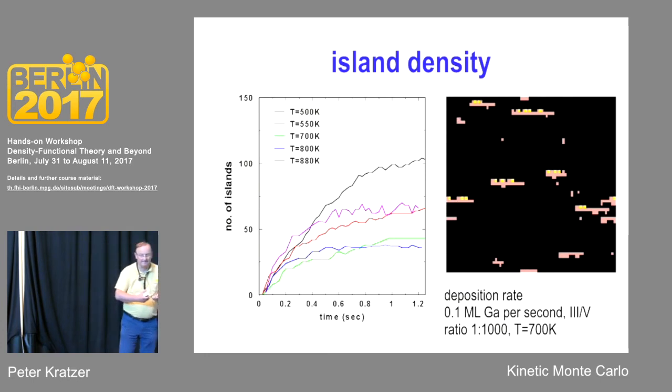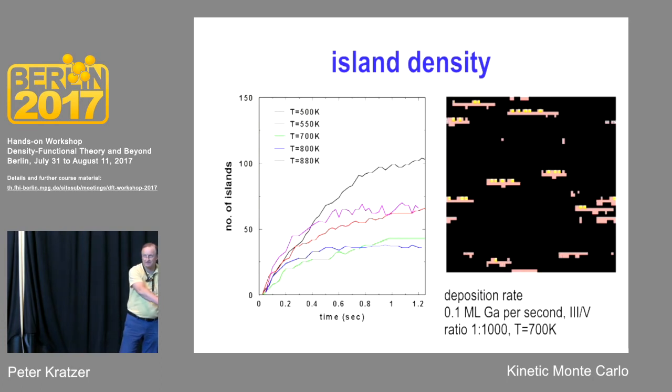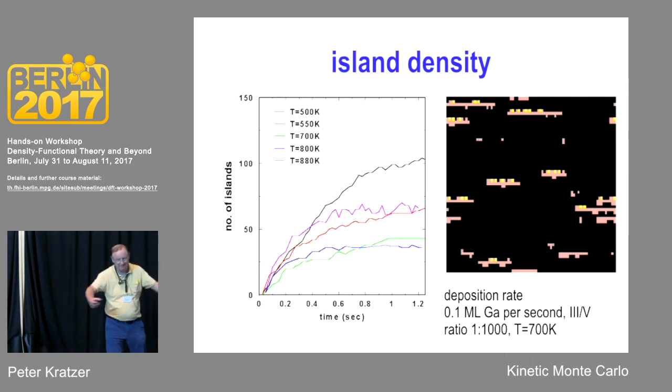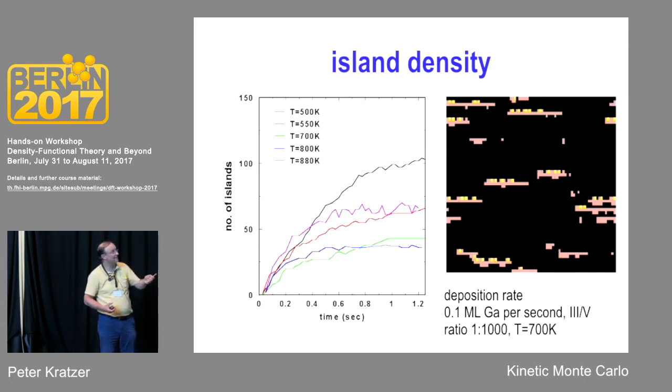This is mainly because you have attachment. So when an atom arrives somewhere, it diffuses on the surface, and then it attaches to an existing island. Only if it doesn't find an island may it find another atom and nucleate a new island. But if you have already reached a certain island density, then no more new islands are nucleated. The old islands capture all the arriving atoms. This is why it saturates.